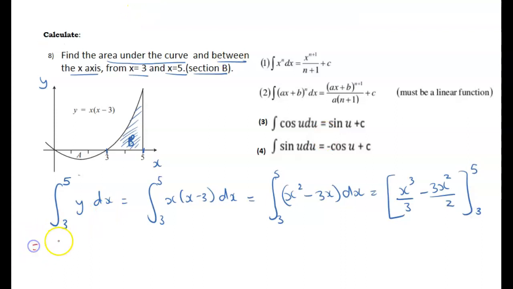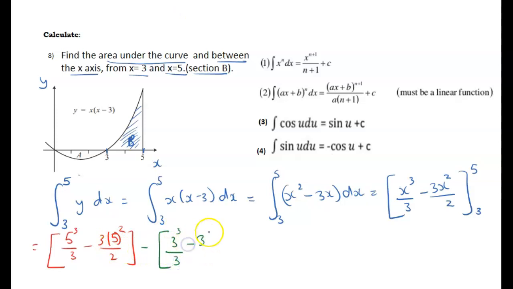So getting the 5 here, I will get 5 cubed on 3 minus 3 by 5 squared on 2, and then the lower limit, right? And now simplifying these two sections and getting one section, 125 on 3 minus 75 on 2.